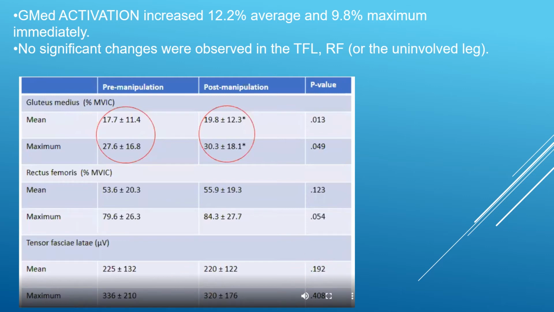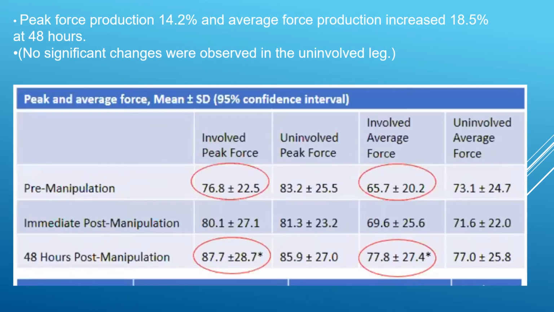My co-author, Dr. Brian Swanson, had the thought that it was possibly the anterior fibers of the glute med that were responding. They have the same action as TFL. We'll talk about this more in the discussion section. And so activation increased, and strength tends to follow activation. So yes, hip abductor strength increased also.